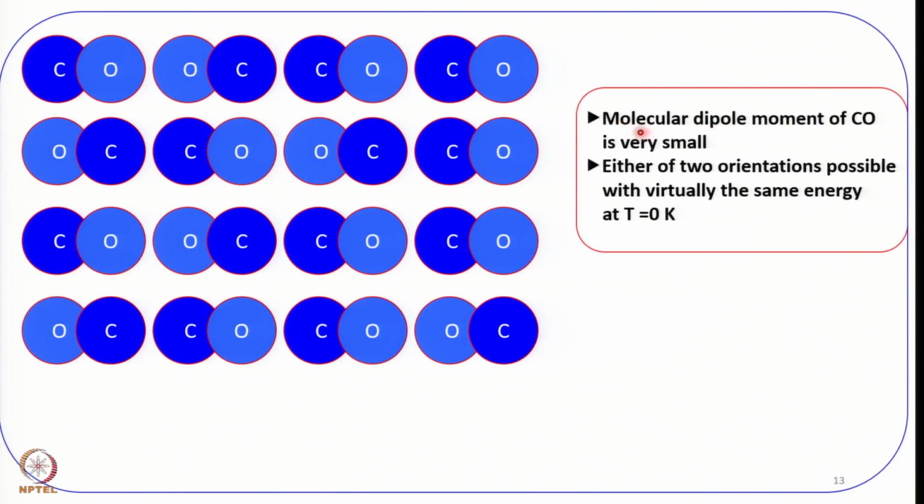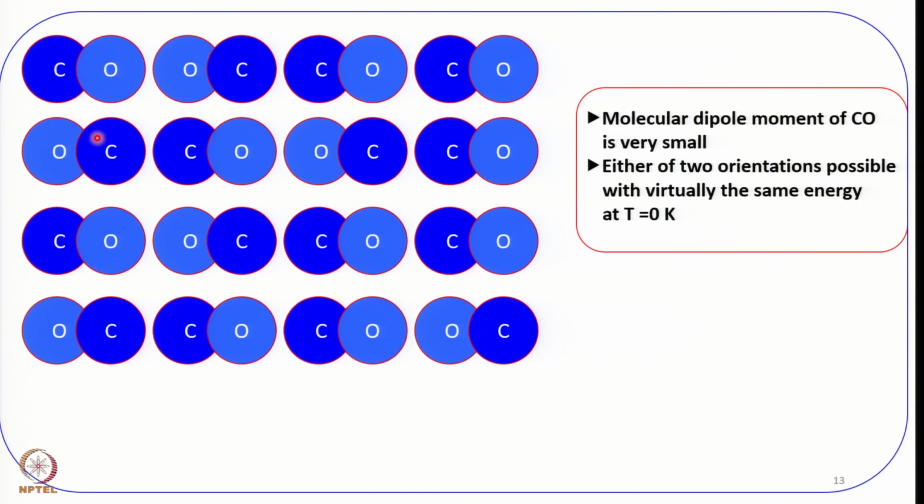the molecular dipole moment of carbon monoxide is very small. That means in the crystal at absolute 0, if the arrangement is like CO, OC, CO, CO, somewhere COs are overturned as OC, then the energy of the crystal does not change. That means at absolute 0, there can be two possible orientations which lead to the same energy. In this case, the weight of a configuration is equal to 2. And even a look at this arrangement suggests that this is not a perfectly ordered system.